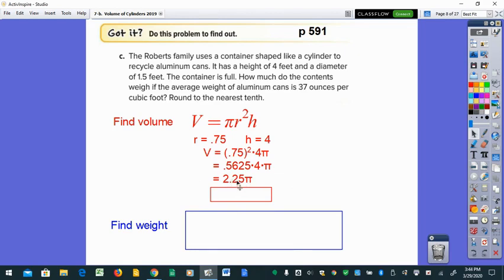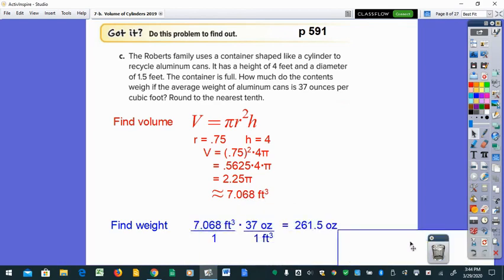This is my exact answer. Pick up my calculator and multiply by the pi button, and the volume of this container is about 7.068 feet cubed. I'm actually going to leave all the places in right now. I'm going to try to just round at the end. You could leave this on your calculator. And now I'm going to multiply by that 37 to get the ounces, because it's 37 ounces for 1 cubic foot. So now I'm going to take the 37 times my 7.06 cubic feet to find the weight of this. So I multiply that, and you should be getting 261.5 ounces. And notice I round to the tenth at the end.